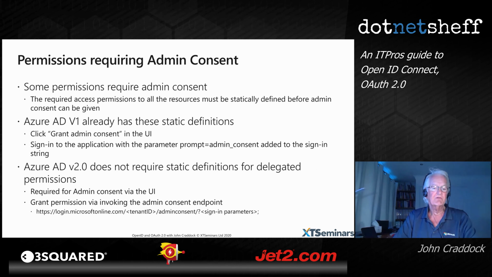There are certain permissions that require admin consent. And if you want to give admin consent via the UI, then you have to statically define the required consents, because otherwise, how do you know what you're going to give permission to? So if you're going to just grant admin consent, it means the user will never be prompted. You will statically define permissions required, click grant consent, and you're done. If a developer wants to make changes, they can change the permissions. You just click grant consent and you're done.